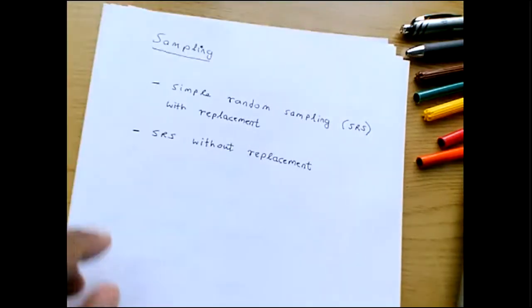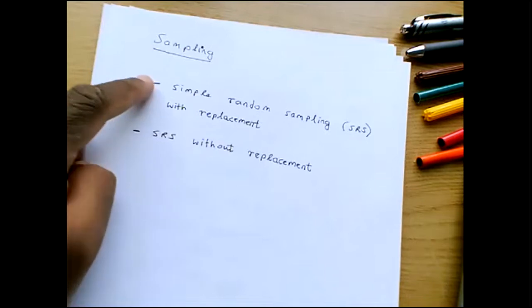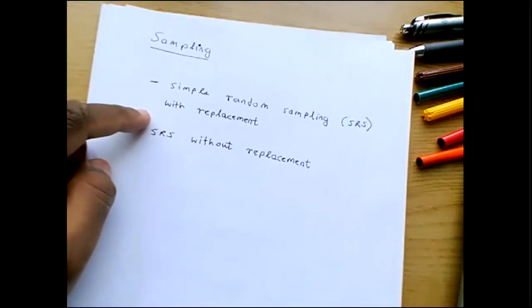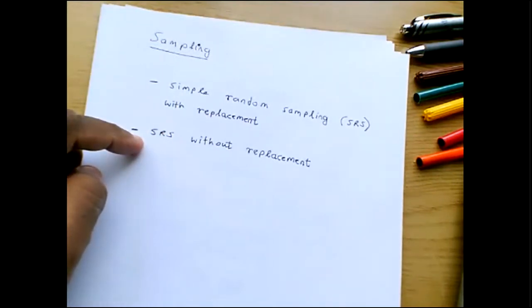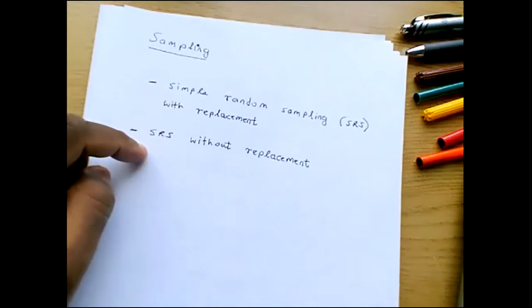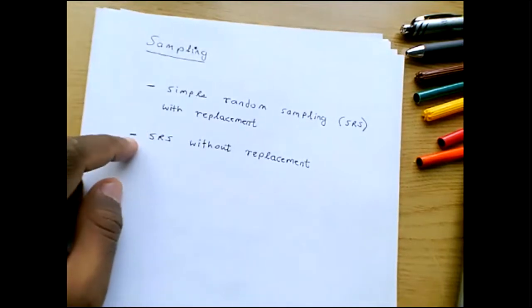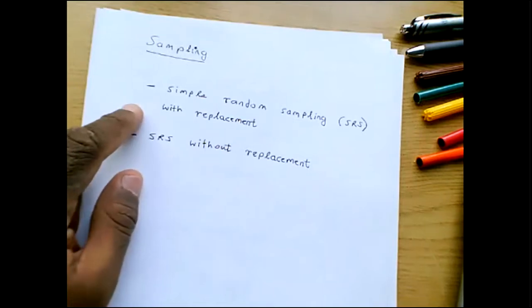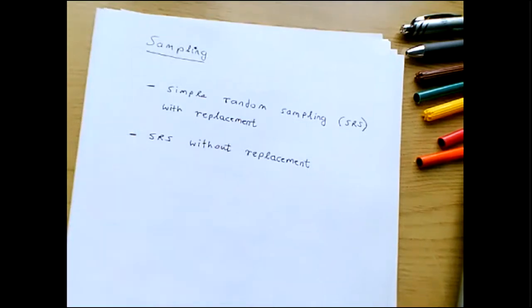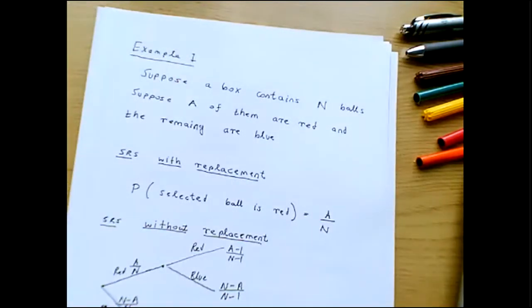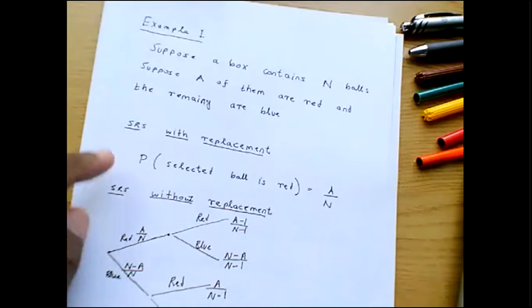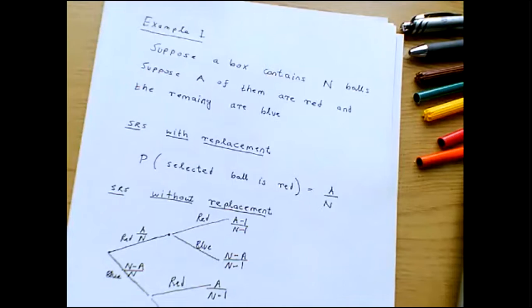The next thing I talked about was sampling, right? There are two different sampling methods. One is simple random sampling with replacement, and the other one is called simple random sampling without replacement, right? There are other sampling methods in statistics, but these are the ones I will talk about in this course, right? And these are examples of SRS with replacement and SRS without replacement, right?